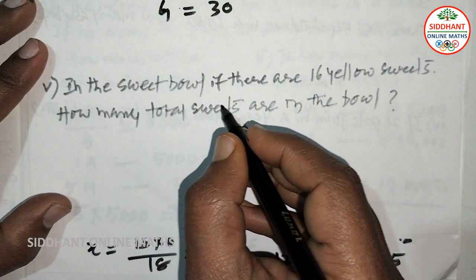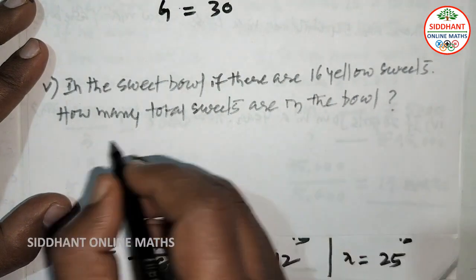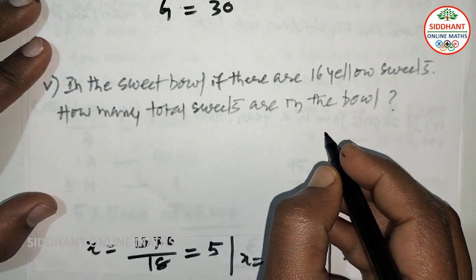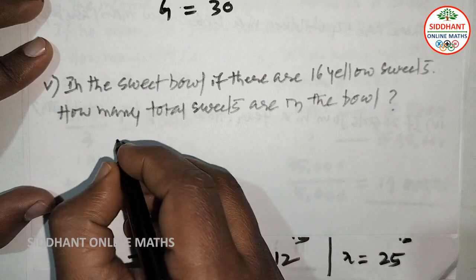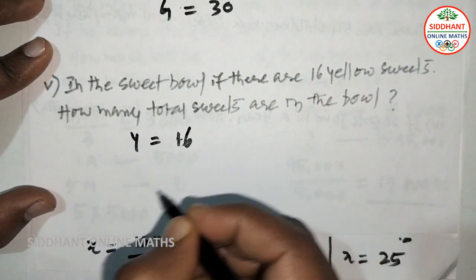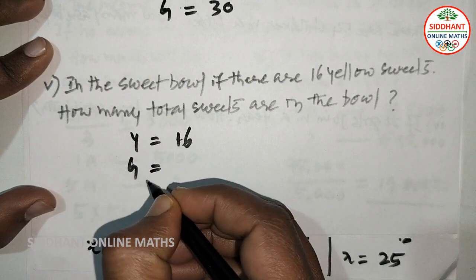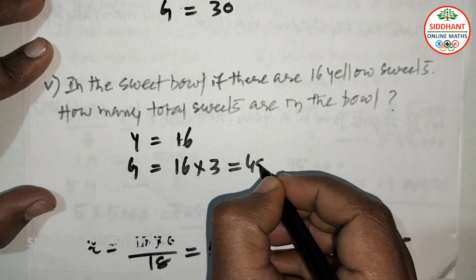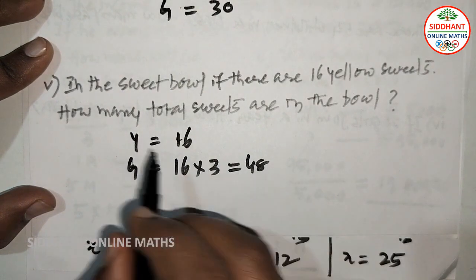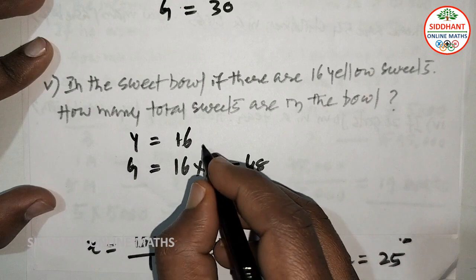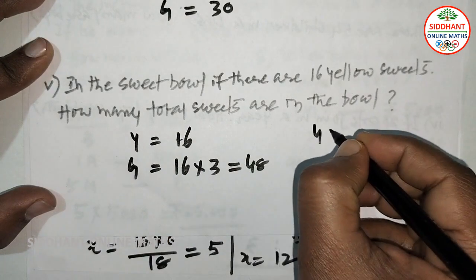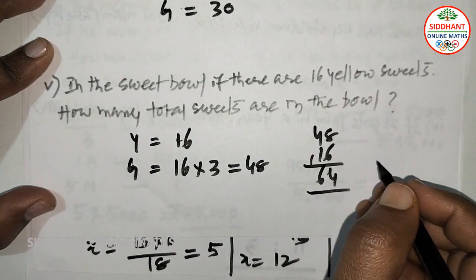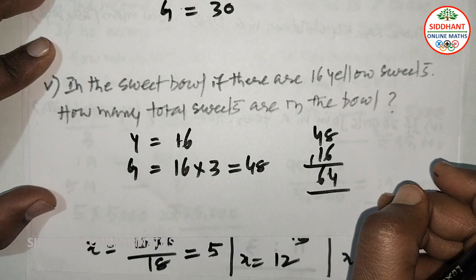Fifth one, in the sweet bowl, if there are 16 yellow sweets, how many total sweets are in the bowl? If 16 yellow are there, then green will be 3 times more. That means 16 into 3, that means 48 will be green. How many total sweets are there in the bowl? That means 16 plus 48. So that will be 64 sweets in the bowl.